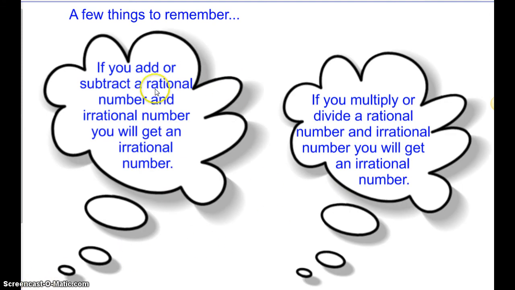Two things to remember. If you add or subtract a rational number and an irrational number, you'll get irrational. So if there's any irrational in there, it's all irrational, just like an argument with an irrational person. If you multiply or divide a rational number and an irrational number, you get irrational. Same thing. One irrational makes the whole thing irrational.